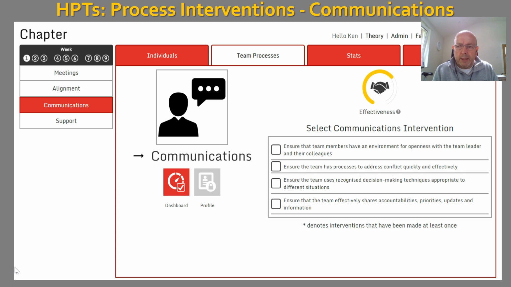Decision-making in teams needs a lot of thought, and there are a number of recognized decision-making techniques, each appropriate for different situations. And then finally, around communications, how the team shares information, keeps the other team members up to date, how much is done by email, how much is done face-to-face. This really needs to be sorted out for a team.